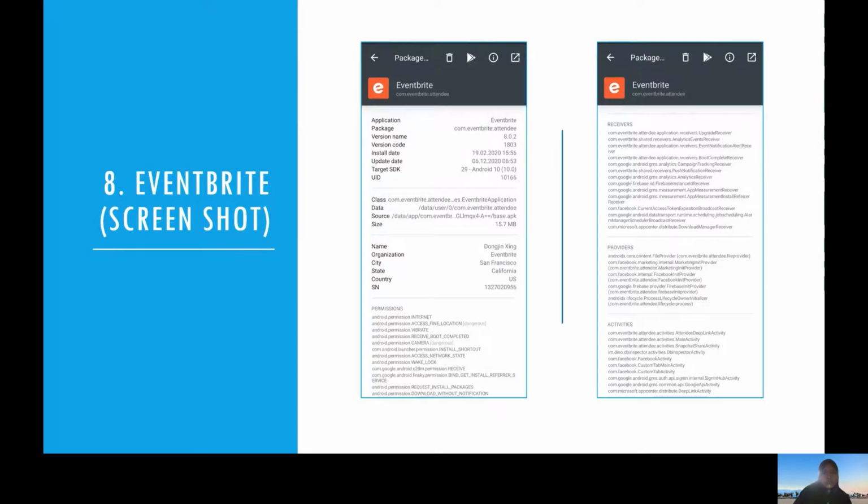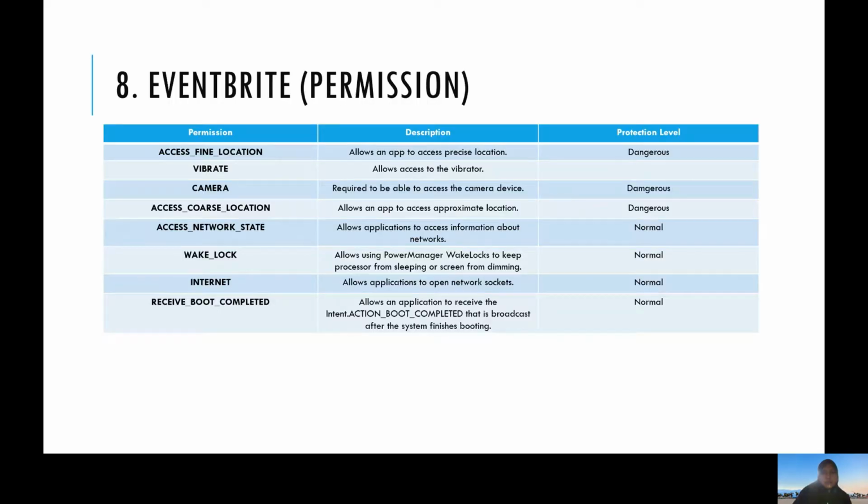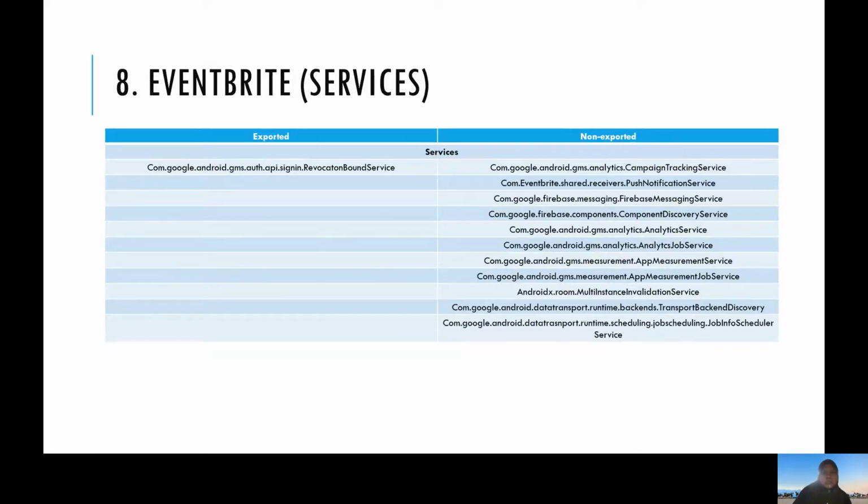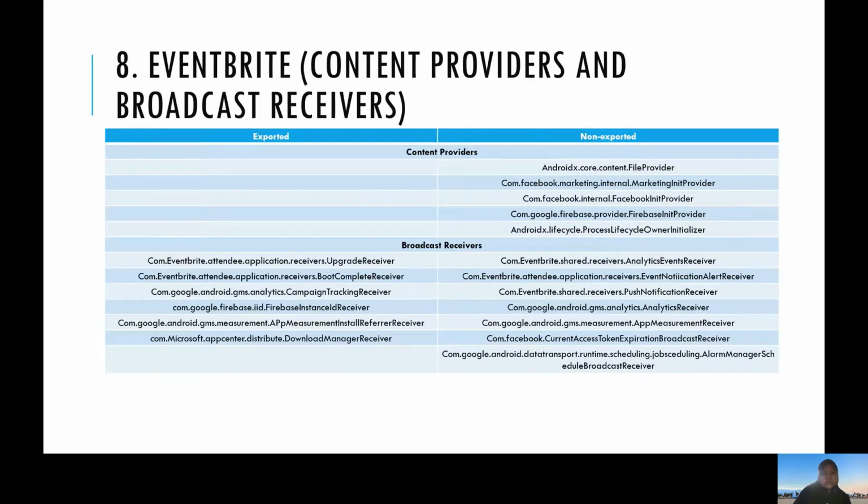Eight is Eventbrite. The package name is com.eventbrite.attendee. User ID is 10166. Permission: one of the dangerous permissions is CAMERA, required to be able to access the camera device. And this is the exported and non-exported for services. Move on to content providers and broadcast receivers.